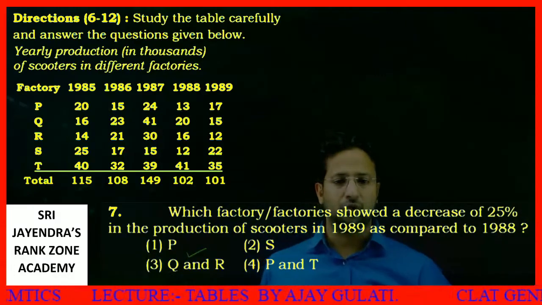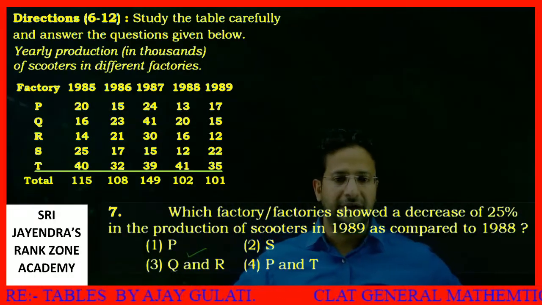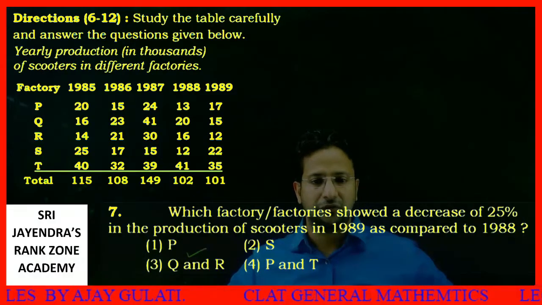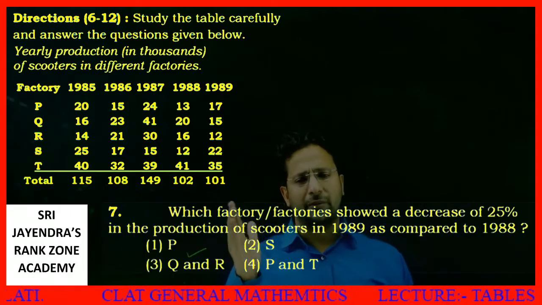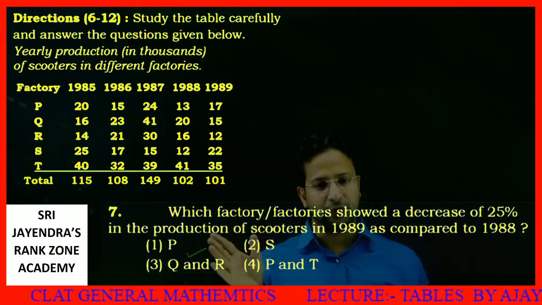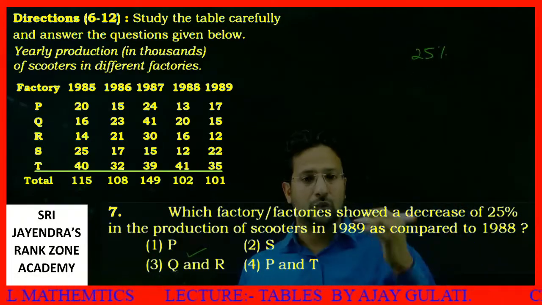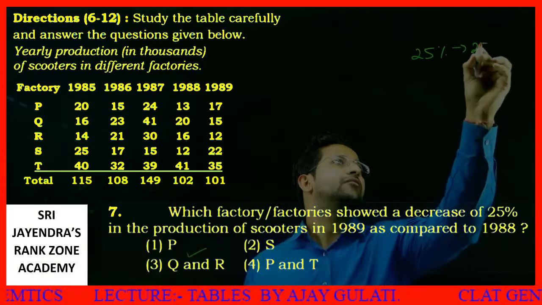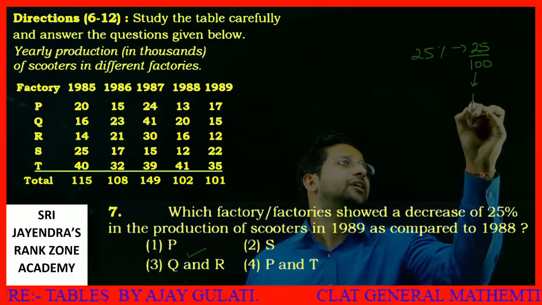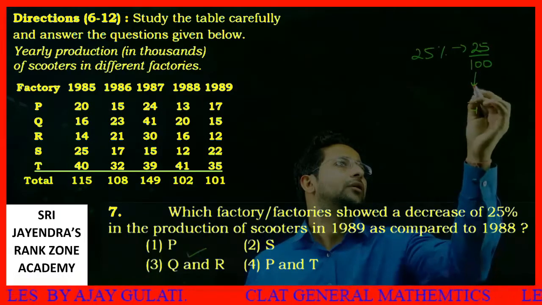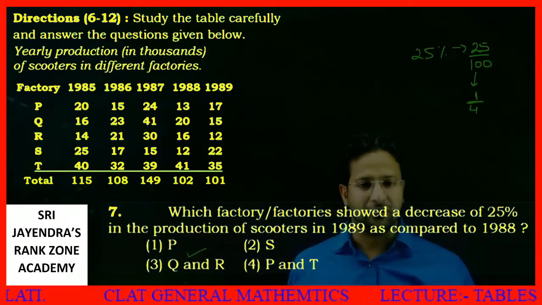Which factory showed a decrease of 25%? Which factory or factories showed a decrease of 25% in the production of scooters in 1989 as compared to 1988? From 88 to 89, which factories show a decrease of 25%? See students, 25%, what does it mean? It means 25 by 100. That is, I can say 1 by 4. So the decrease is 1 by 4. We need to tell where there is a decrease of 1 by 4.